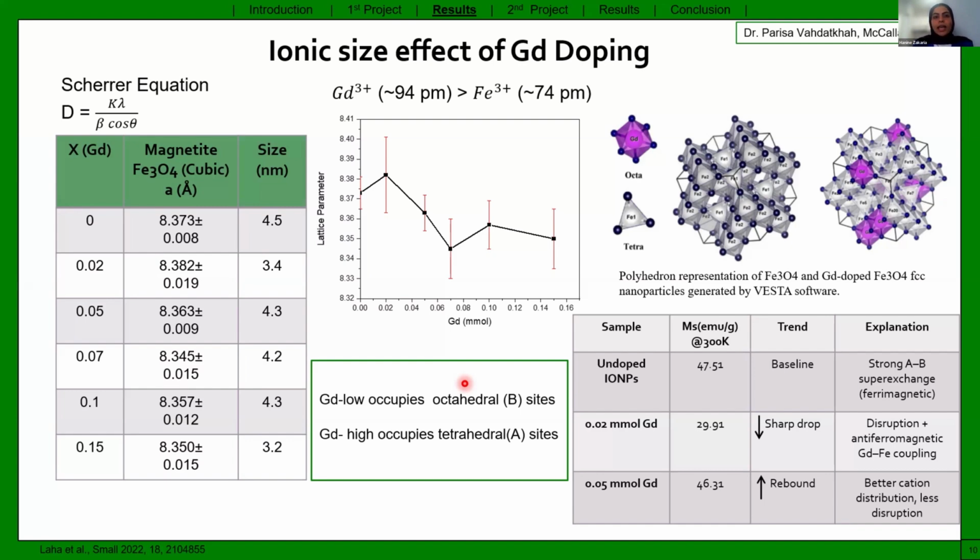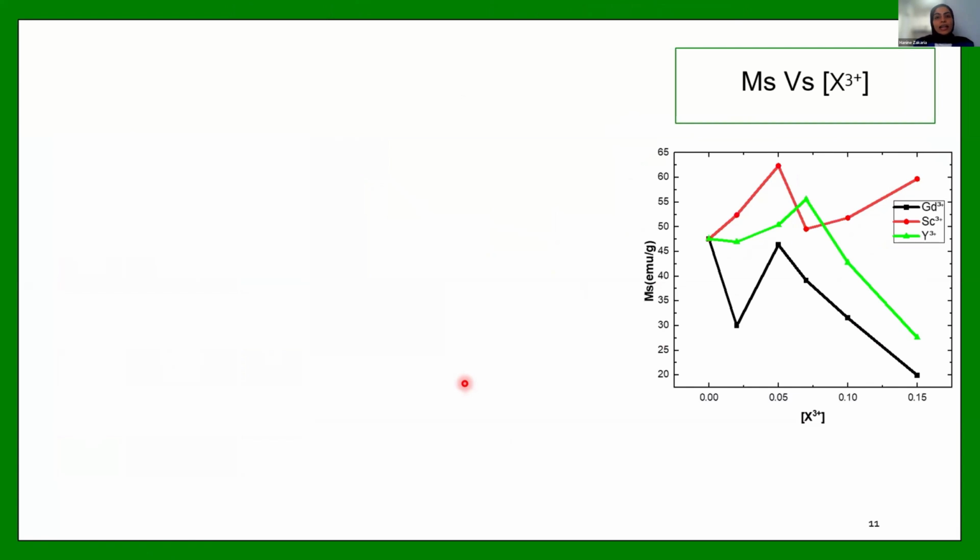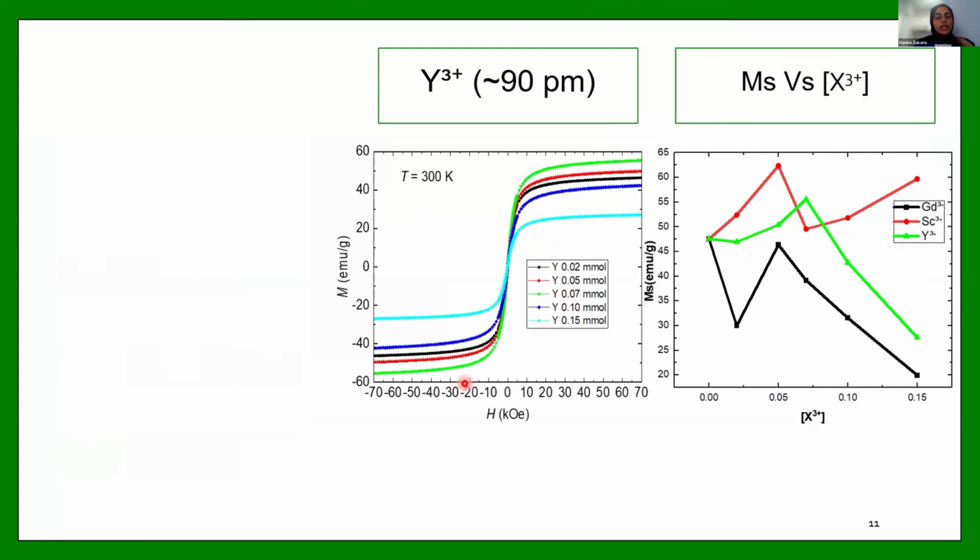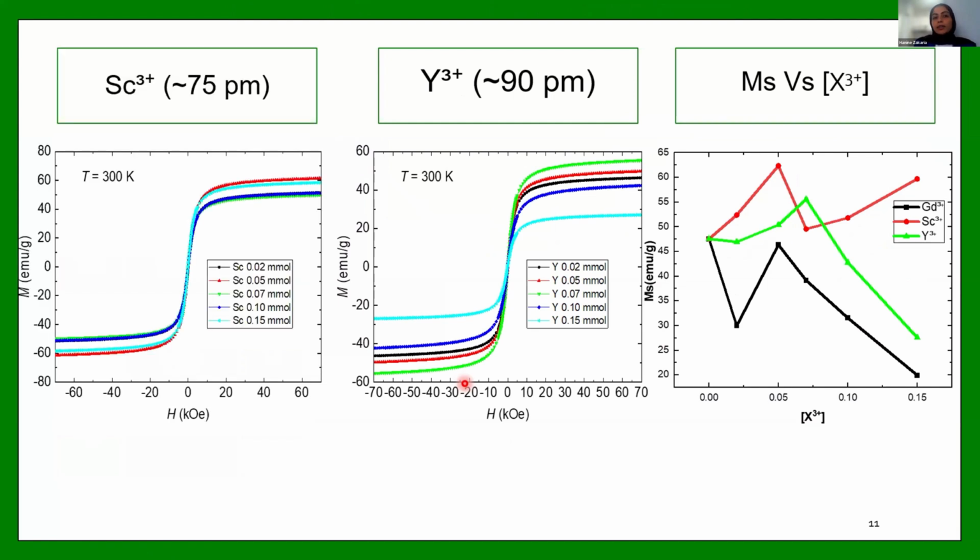And to further understand the ionic size effect, we extended our studies towards two additional trivalent cations: yttrium 3+, which has a comparable size to gadolinium, and scandium 3+, which is significantly smaller. Both of them are spin 0. We recently received the data and we just started looking at it, but as you can clearly see, the scandium is behaving differently than gadolinium and yttrium.